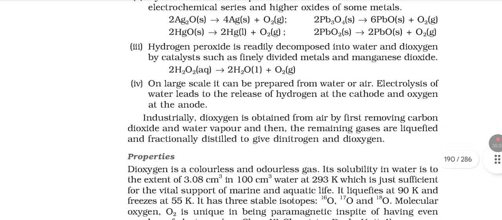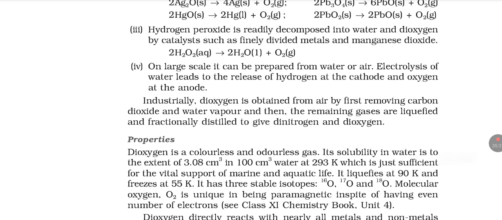On a large scale, it can be prepared from water or air. Electrolysis of water leads to the release of hydrogen at the cathode and oxygen at the anode. Industrially, dioxygen is obtained from air by first removing carbon dioxide and water vapor, and then the remaining gases are liquefied and fractionally distilled to give dinitrogen and dioxygen.